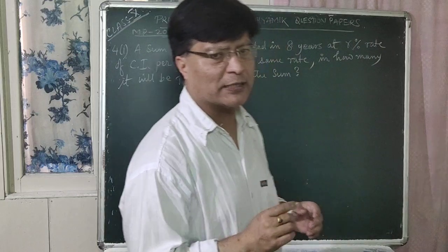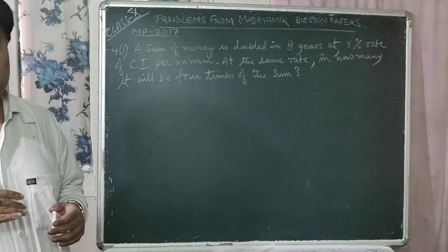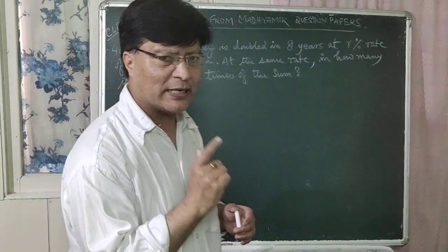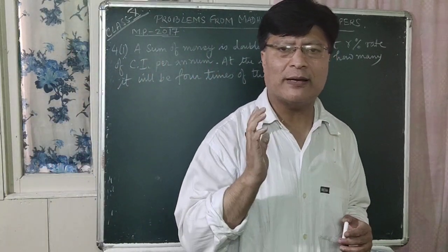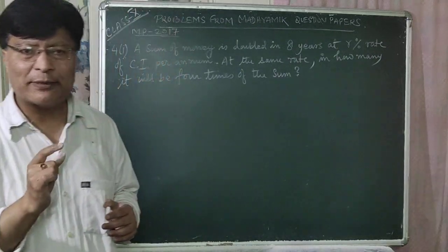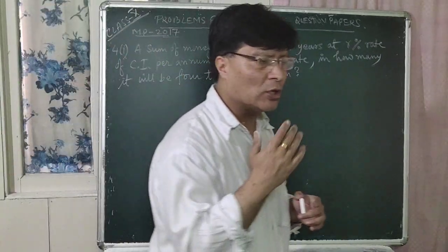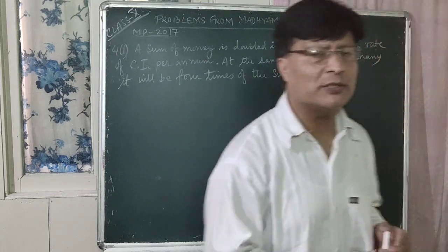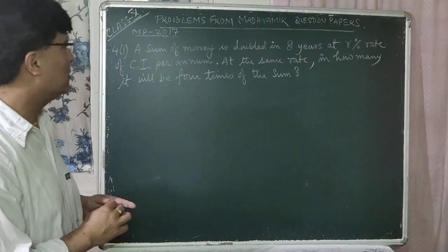So in the first part it is given that a sum of money will be doubled in 8 years at the rate of R% compound interest per annum. So you have to find out at the same rate in how many years will it be 4 times the summation. The summation here means it is the principal. Okay.